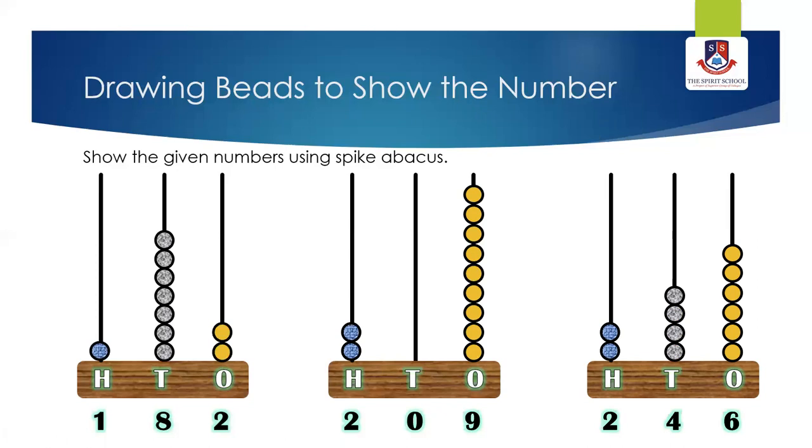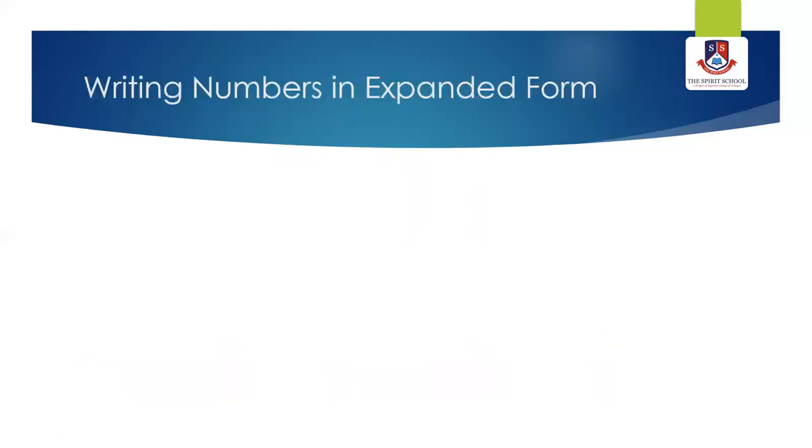Further, this number can be elaborated as 2 hundreds, 4 tens, and 6 ones. Now move on. Here I'm going to show how to represent a number in its expanded form. So can you tell me what is the meaning of expansion? Yes, expansion is the increase in the size of any object.